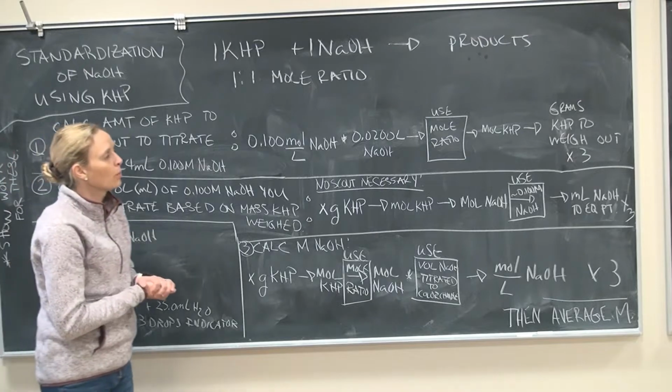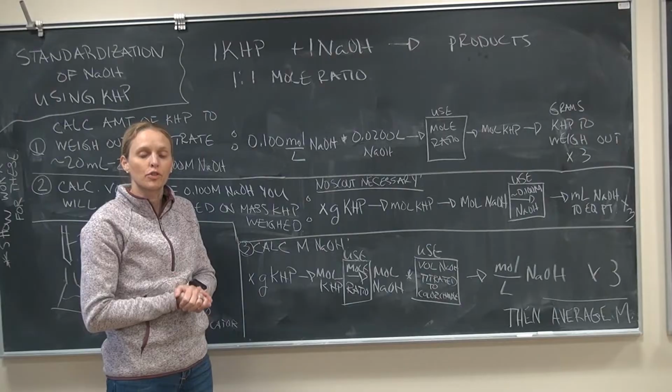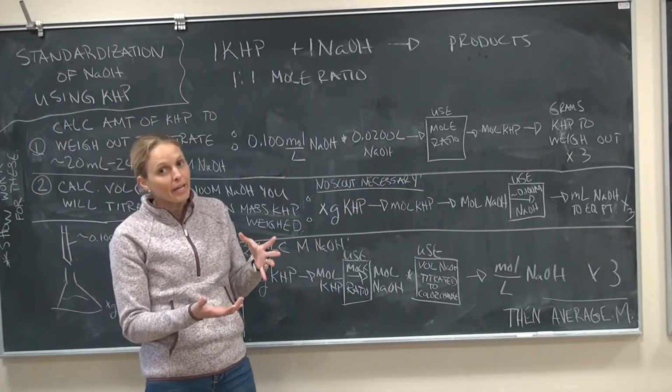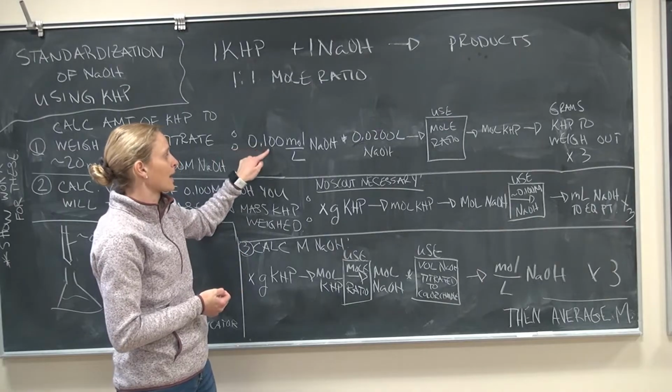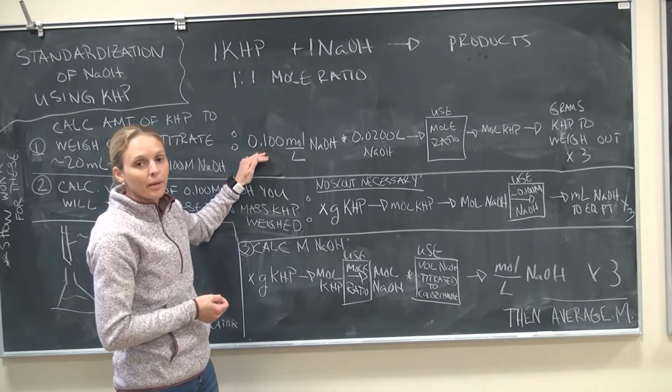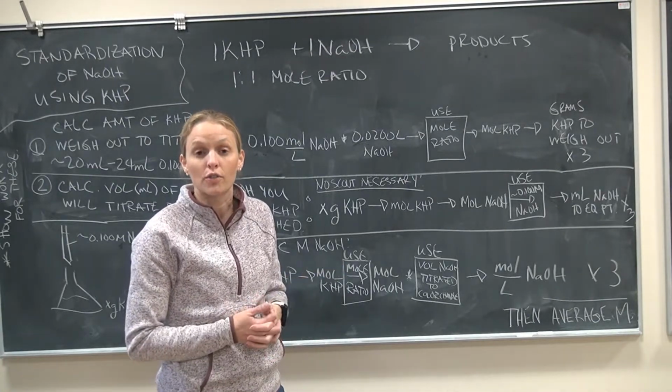Okay, and so what we do is we say, well, we made up 0.100 molar sodium hydroxide, I think, and hopefully it's kind of accurate. Okay, but that's what I'm trying to figure out, that exact number. So I'm going to start with that number there. And I'm going to say I want to titrate approximately 20 to 24 milliliters of sodium hydroxide.